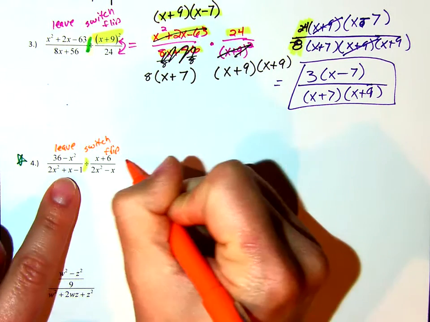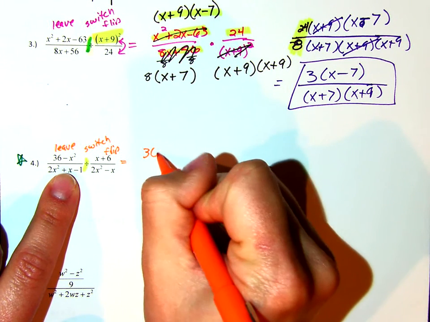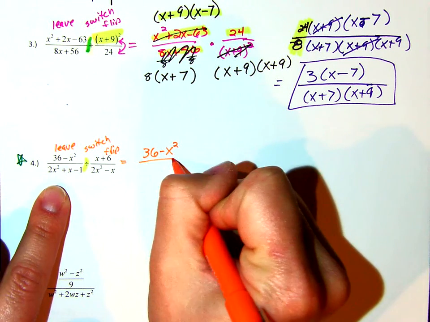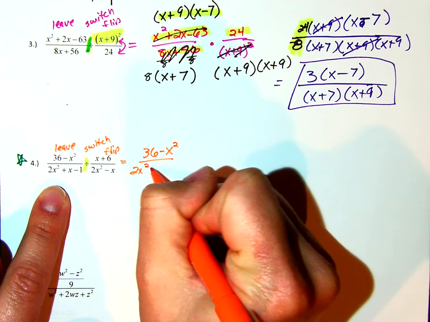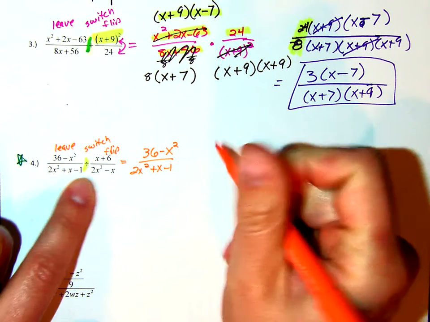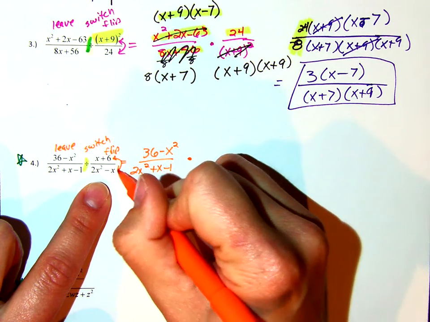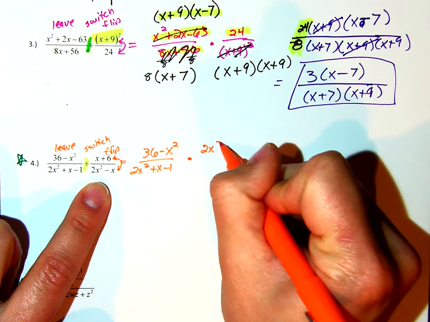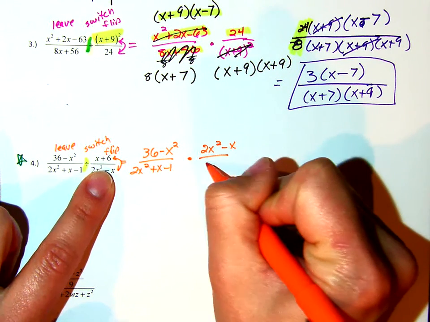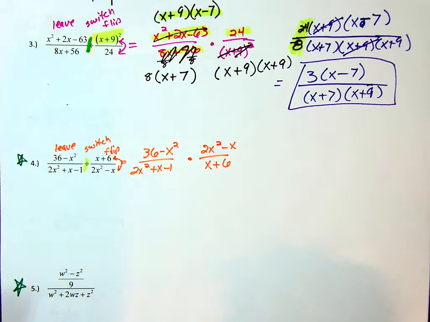So we are going to leave the first fraction the way that it is, 36 minus x squared over 2x squared plus x minus 1. Switch division to multiplication and flip our other fraction so that it becomes 2x squared minus x over x plus 6. Now we're going to go ahead and start factoring this.